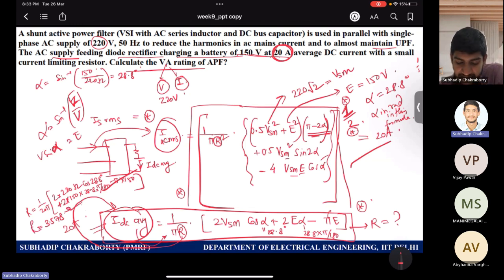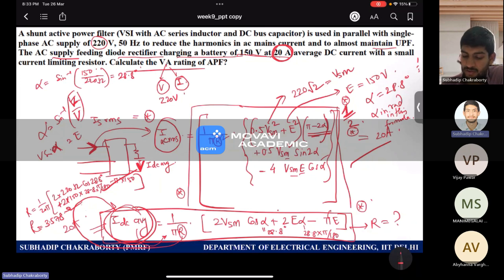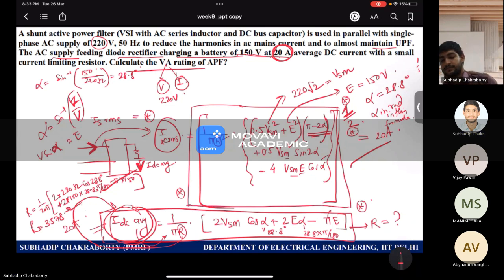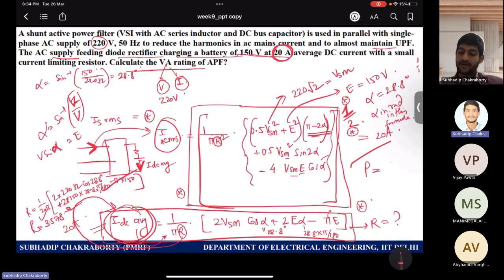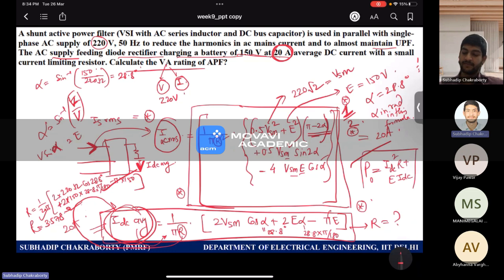So this is the DC average expression for this current, which is discontinuous. And if you find the AC RMS, then you use the other formula. So don't confuse, please take it down and then I will move on. So the R value you got, okay? And then similarly, what I told you, the output power is IDC square into R plus E into IDC. Simple. So you calculate this now.